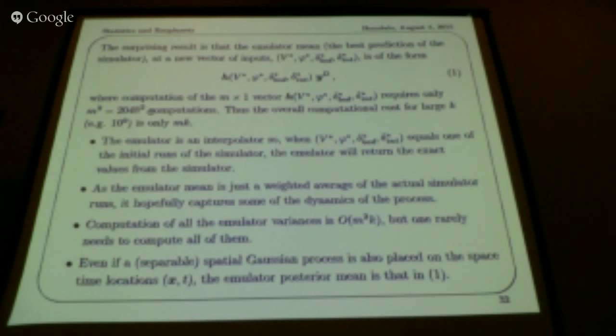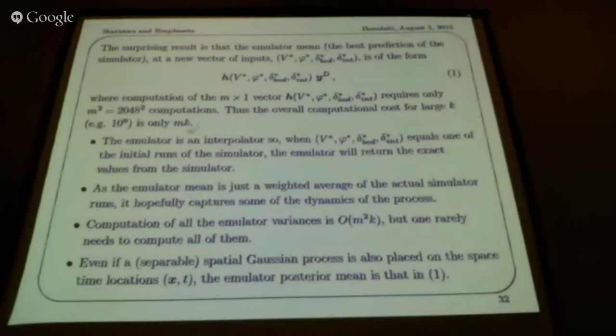Remember that k is like 10 to the 9th, so the m squared computations here is not expensive. The expensive part is simply multiplying an m vector times an m times 10 to the 9 matrix. But that's only an m times k computation. So essentially a linear computation in the size of the problem k. And when we saw that, we were very excited, because Bayes and big data can sort of have conflicts.